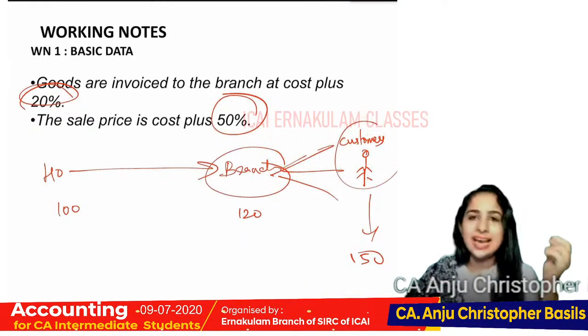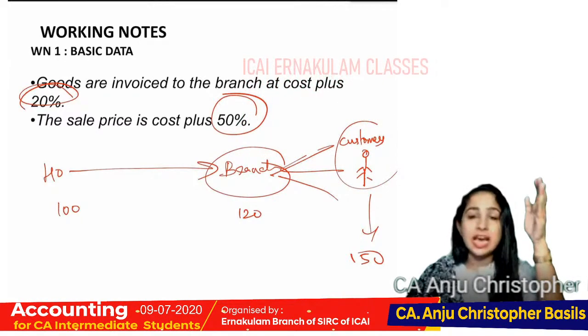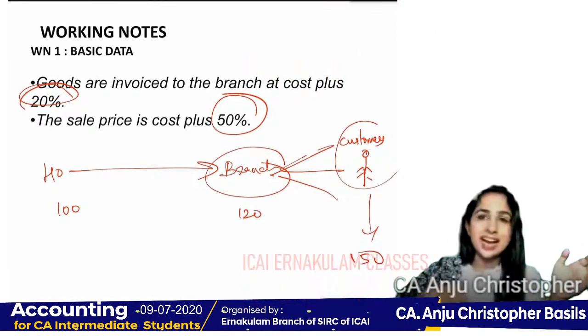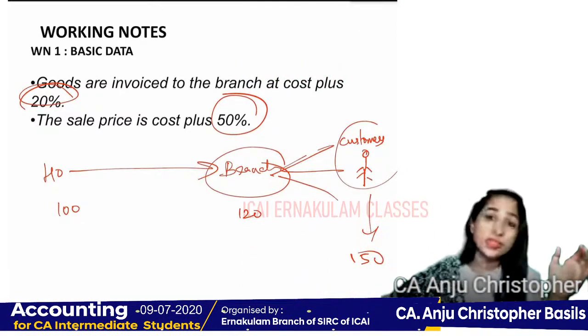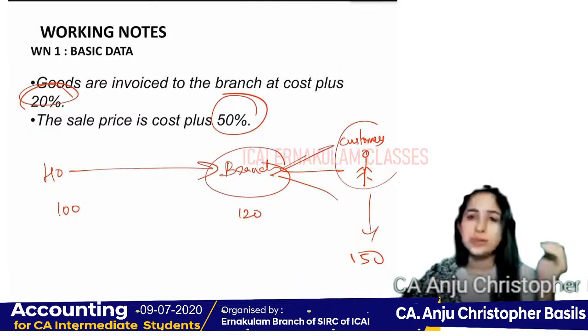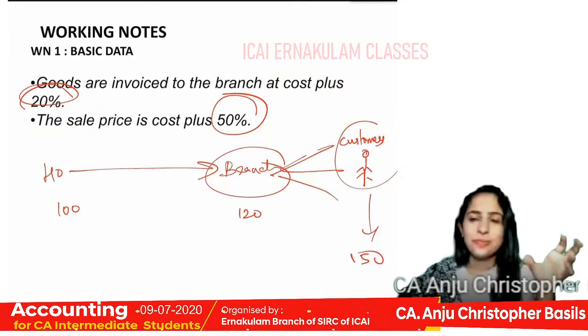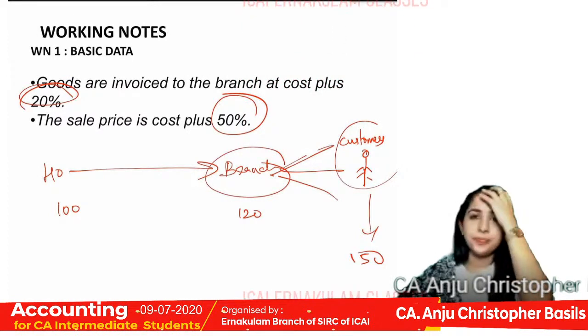So this is the only task. Opening stock is there, goods received from HO is available, the actual expenses are given, you have the sales, you also have the closing stock. Balance it and you get the actual net profit made by the branch. So everybody take this down.